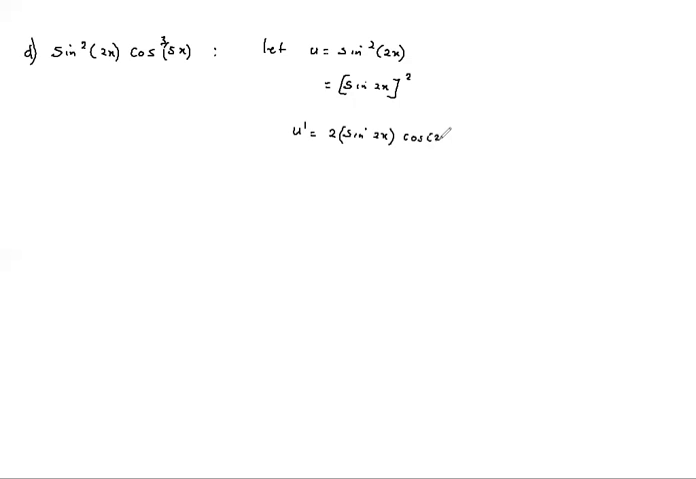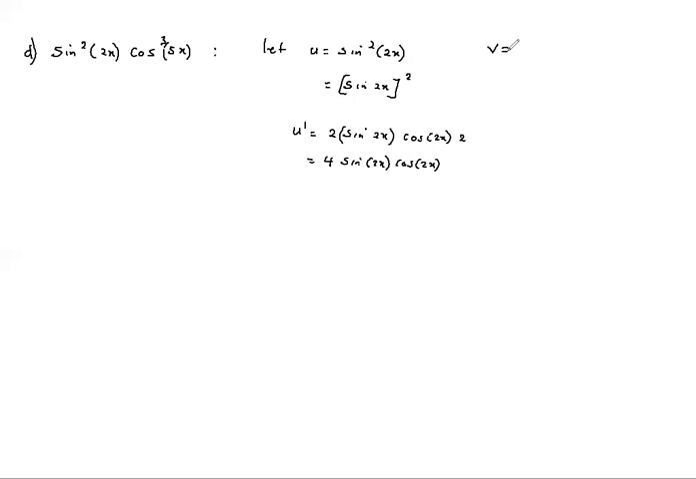It becomes cos 2x. Then differentiate 2x, we get 2. So 2 times 2, we have 4 sine 2x cos 2x. We go to v.